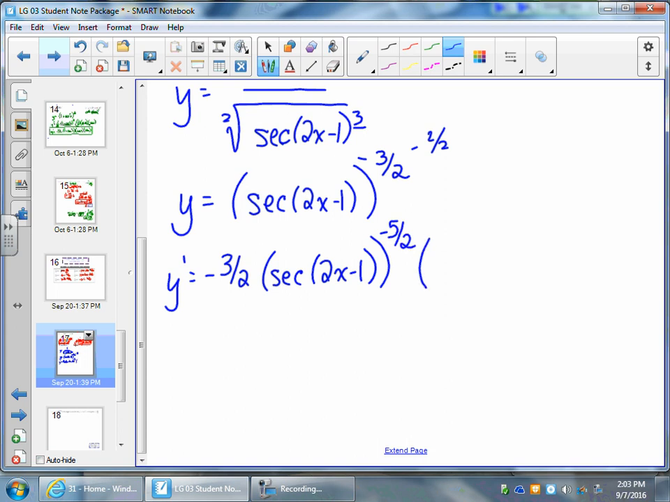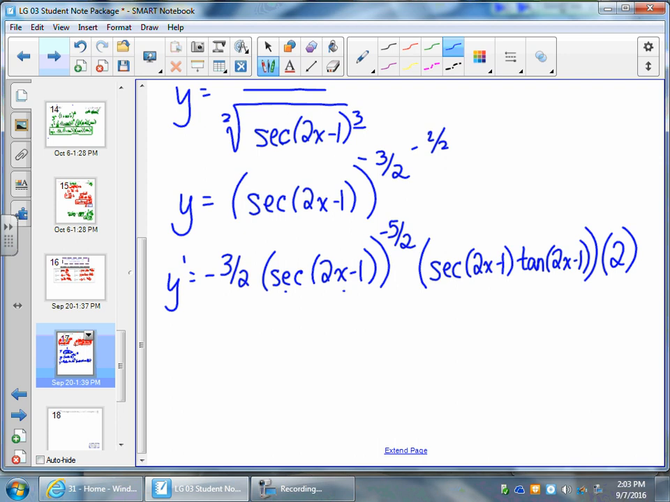Then we want to multiply by the derivative now of the inside. So remember, the derivative of secant involves itself and tan. Okay, then I've got tan, and notice how I haven't changed that function on the inside. But now that I've done the derivative of secant, I now need to take the derivative of the inside, which is just going to be 2. And now just comes simplifying.